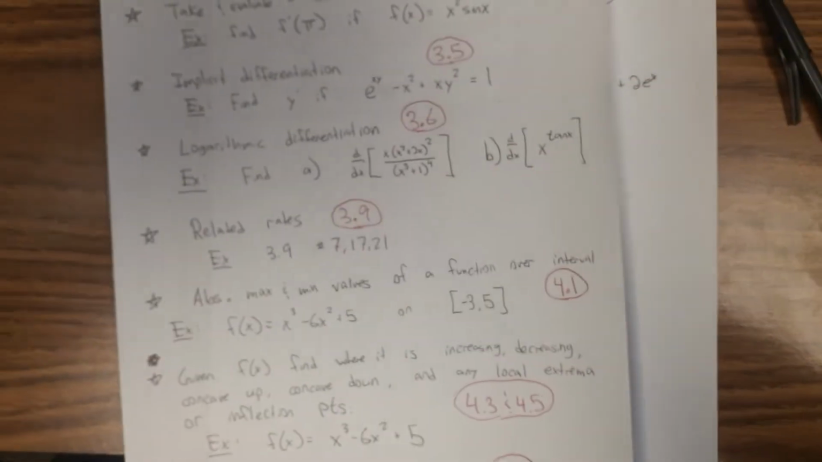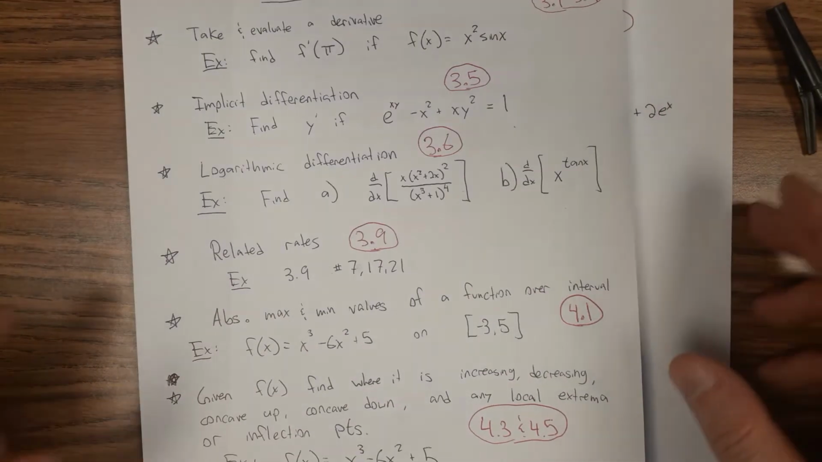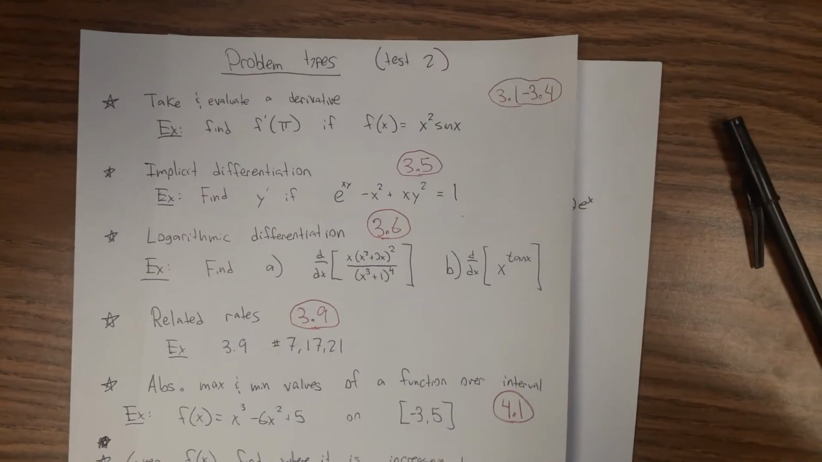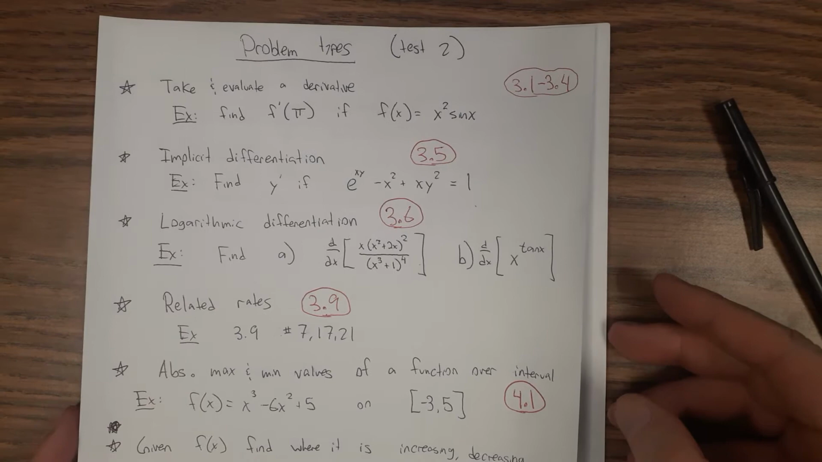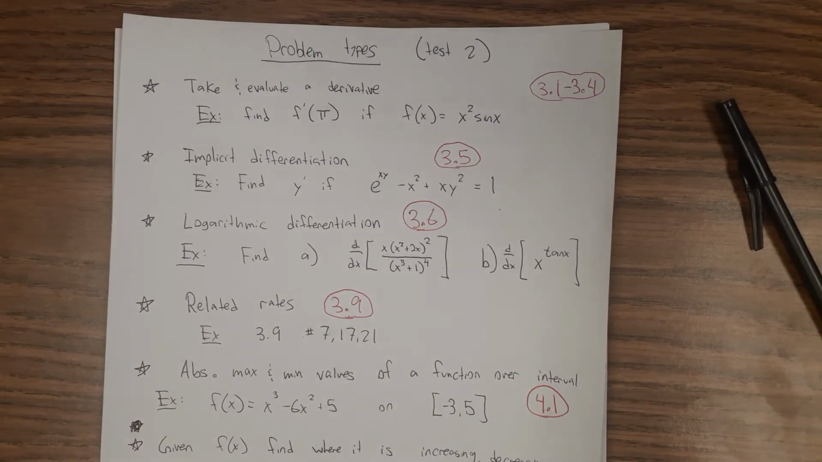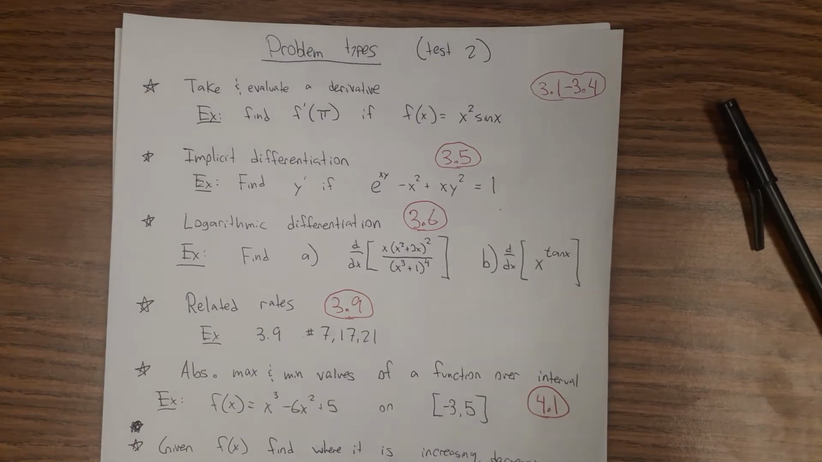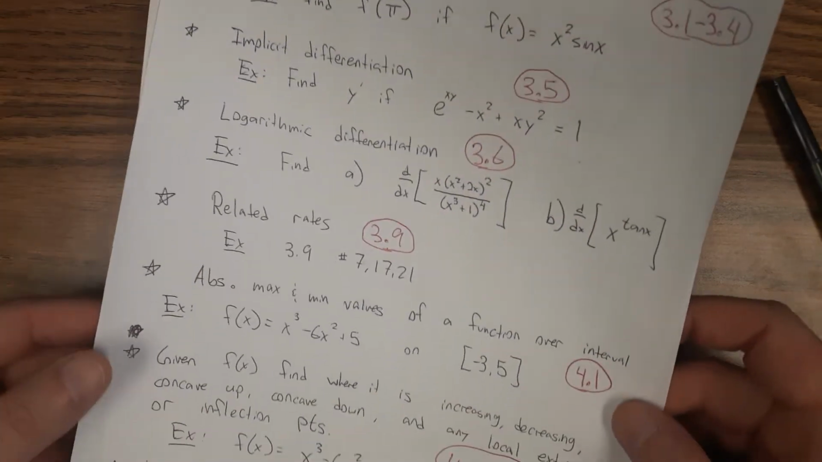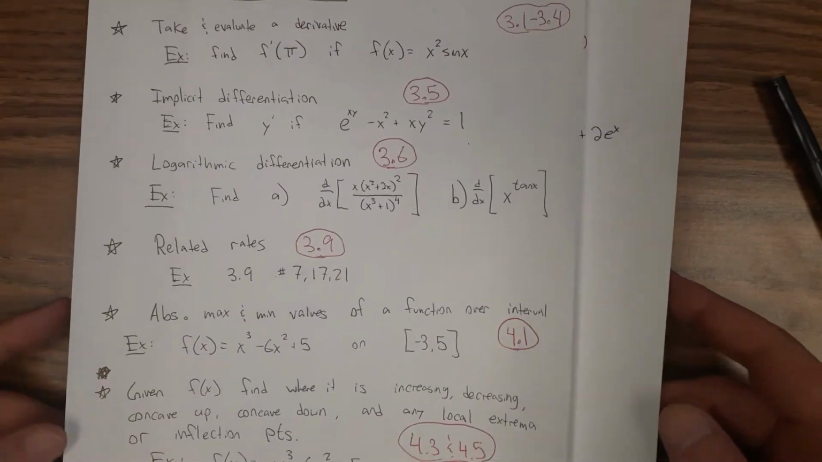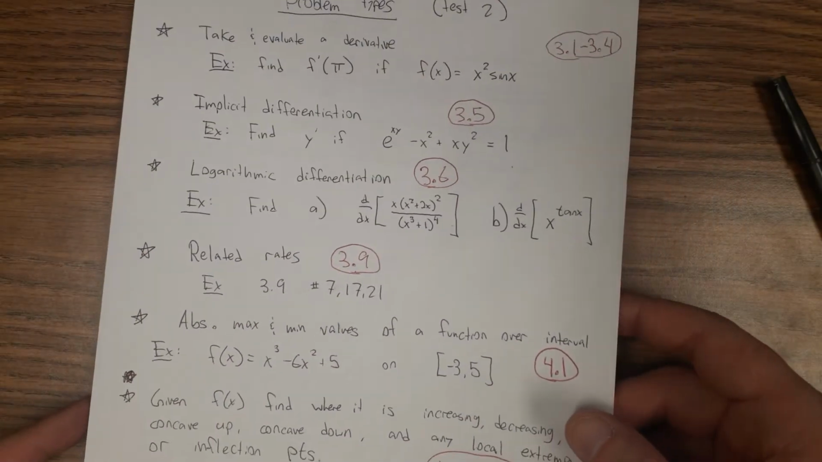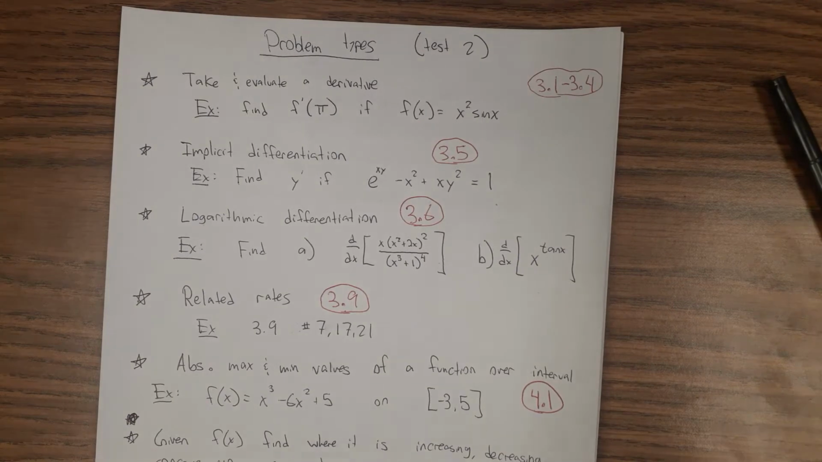Okay, so let's go over some problem types that are going to be on the test, and what sections they come from. First of all, the test is going to have 10 questions on it, and I'm showing you a total of 9 types of problems. So, in some sense, I'm basically telling you what's going to be on the test.